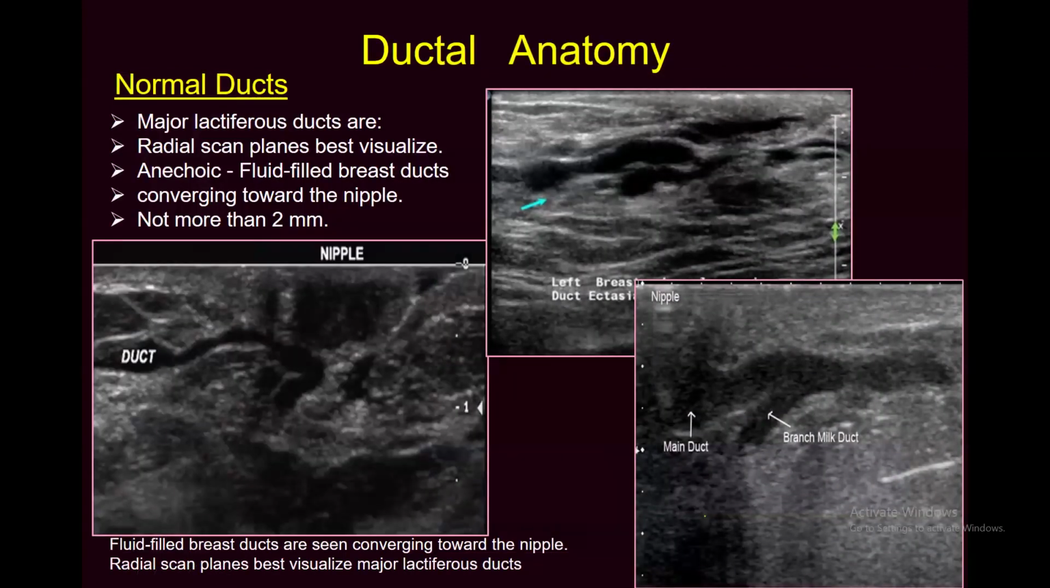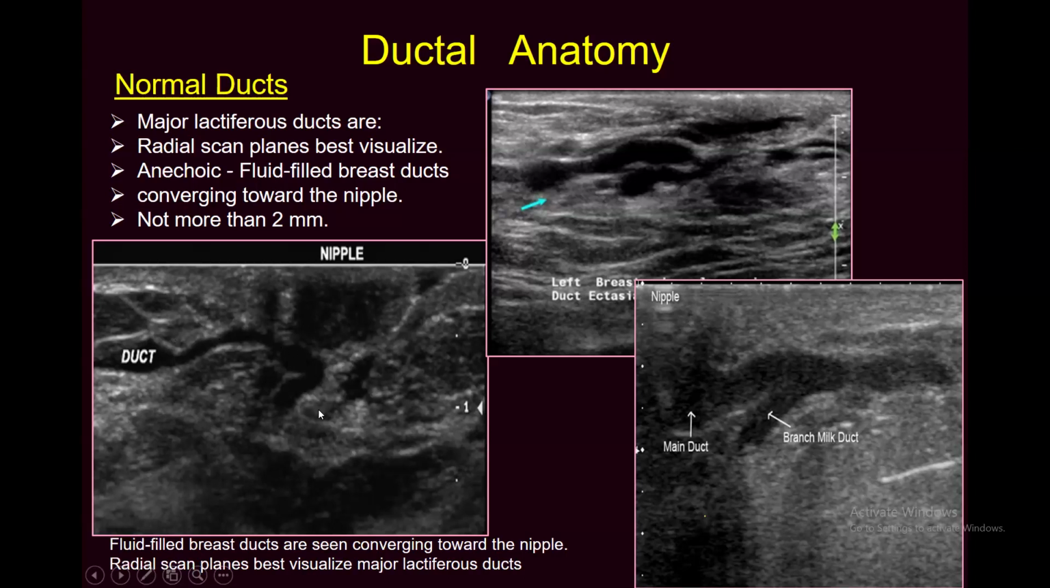Okay, regarding the normal ducts, if you want to see the ducts, the best scanning is radial scanning. It's the best technique to visualize the duct, and you can see it as a fluid-filled anechoic tubular structure converging toward the nipple, as you have seen here. It's supposed to be less than 2 millimeters.